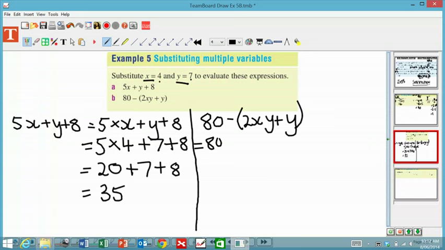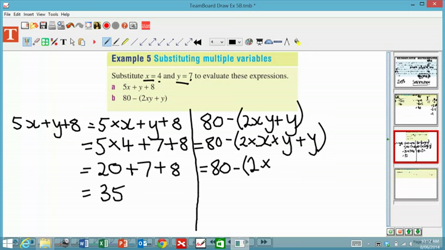So I'm going to have 80 minus 2 times x times y plus y. Don't change anything here. Now we substitute in. Wherever we see x, we're going to put 4. Wherever we see y, we're going to put 7. Nothing else changes. Minus 2 times x is 4 times y, which is 7, plus y, which is 7. Hopefully I've got enough room here. I don't do anything here because I'll work out my brackets. BODMAS, brackets first.